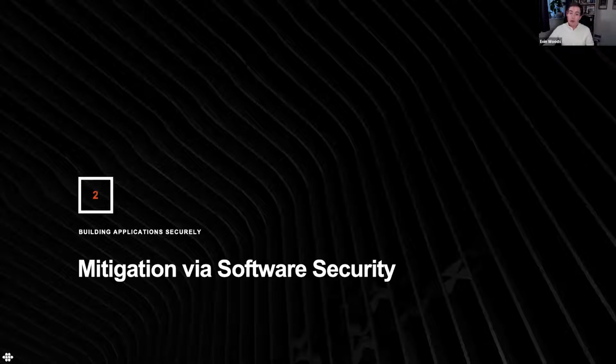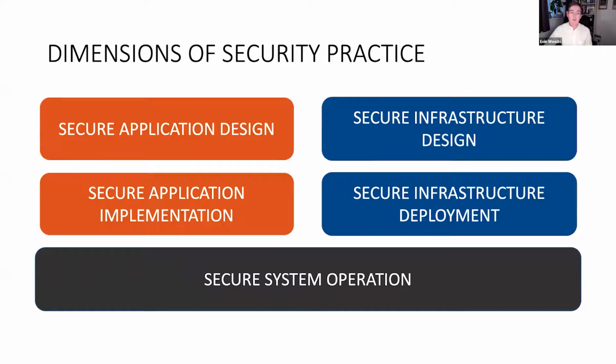Software security, I would argue, is one of the key ways that we can mitigate security threats in our software. It's worth just stepping back and saying there are a lot of different parts to security practice. There's the infrastructure stuff I was talking about, both design and deployment. There's how we operate systems securely, so we don't make mistakes in operation which are insecure. There's how we design applications securely and how we do secure application implementation. We're going to talk about implementation in this talk, but it is important to bear in mind we need to get the other bits right as well.